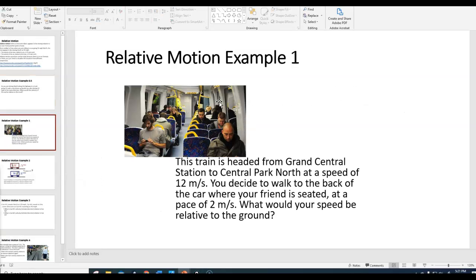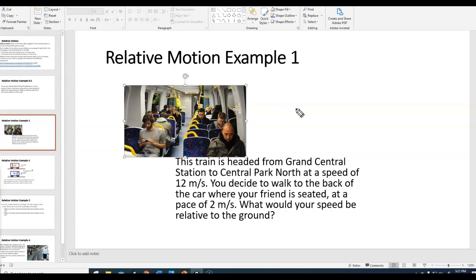Okay, so relative motion example 1. It says this train is headed from Grand Central Station to Central Park North at a speed of 12 meters per second. You decide to walk to the back of the car where your friend is seated at a pace of 2 meters per second. What would your speed be relative to the ground?